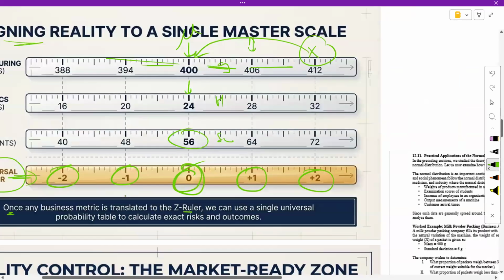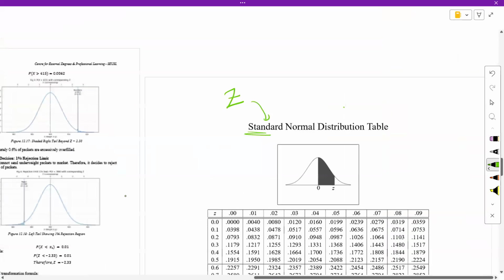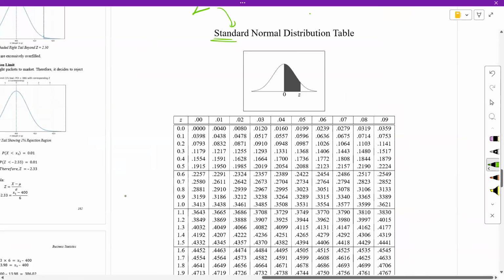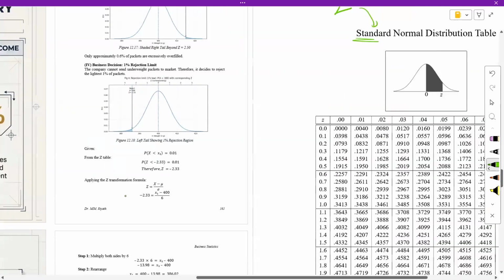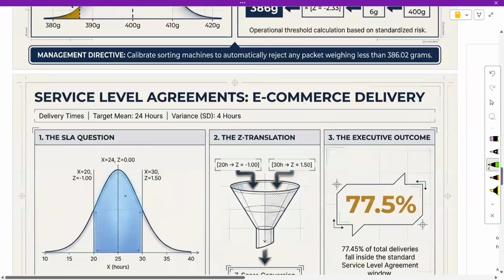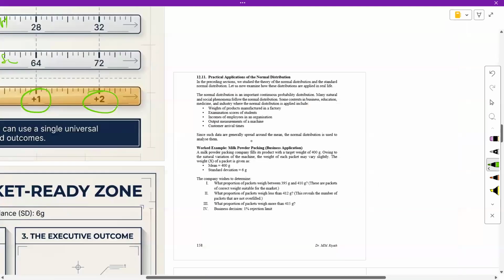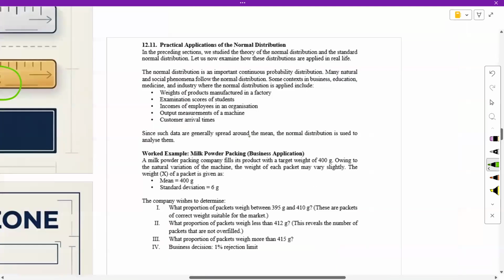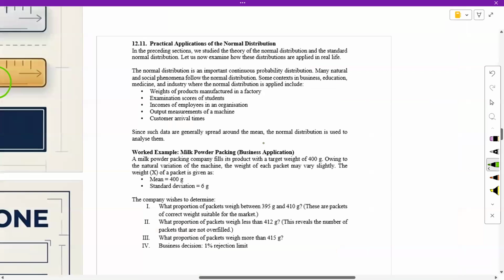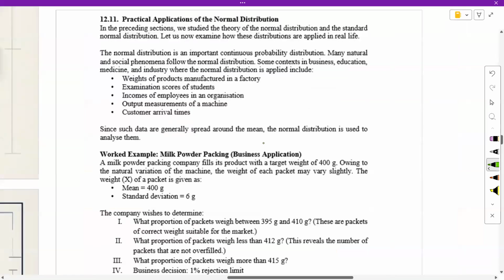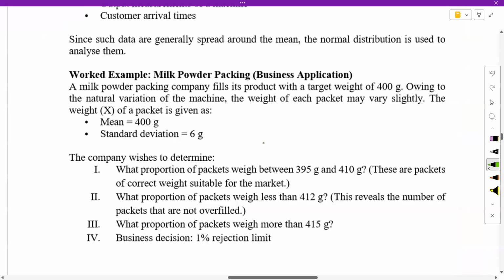Right. So now we can apply the standardized normal distribution. This standard normal distribution table can be applied to any business scenario. Now we move to some business applications. Worked example.